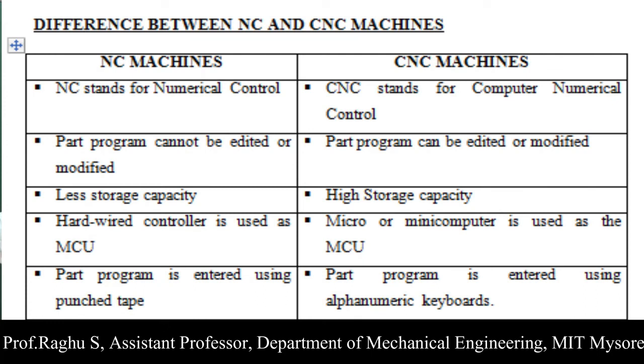In case of NC machines, the part program is entered into the machine using punched tape. In case of CNC machines, the part program is entered using an alphanumeric keyboard. The cost of an NC machine is comparatively less, and the cost of a CNC machine is very high.